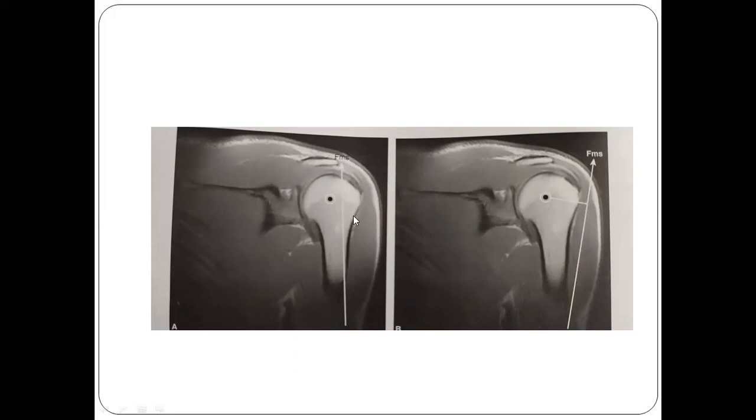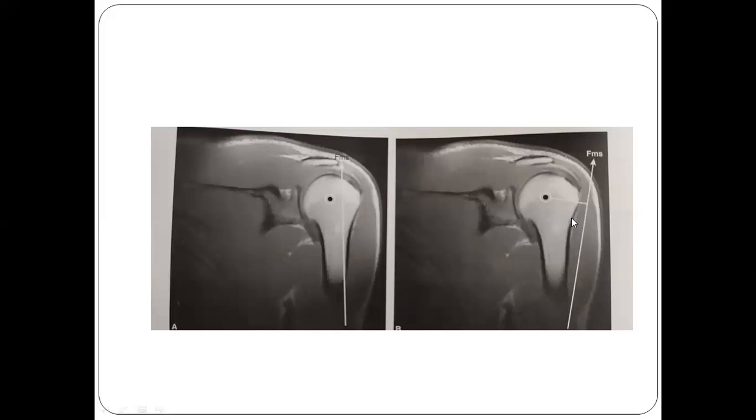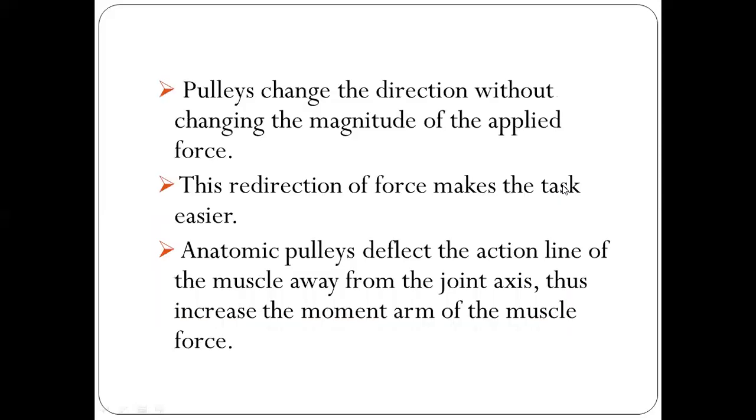Imagine if this bony prominence was not there, then the line of force for the deltoid muscle would be in this direction. But here, due to this bony prominence, the muscle is deflected, so the line of action, the line of force, would be in this direction. So here this works as the anatomical pulley. Pulleys change the direction without changing the magnitude of the applied force. This redirection of force makes the task easier.